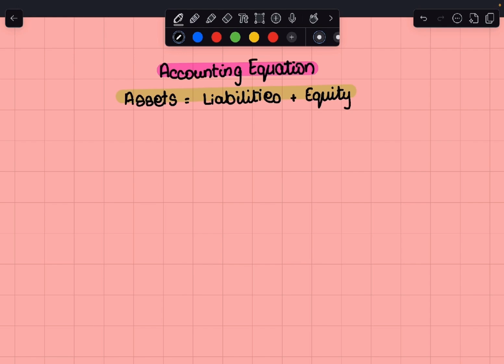All right, so here it is. Assets actually equal liabilities plus the equity. Think of it like this. Everything a business owns, its assets, is either borrowed from others, liabilities, or invested by the owners, equity.